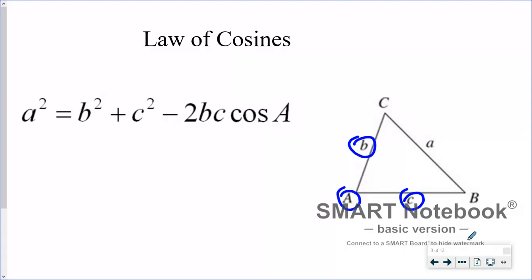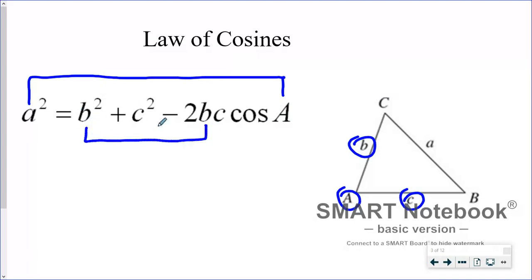Now, if you're given side, angle, side in some other case, like sides B and A and angle C, or sides A and C and angle B, that's not a problem in any way, shape, or form. Basically, as long as the lowercase letter matches the capital letter in the cosine, because our trig functions always have to be attached to an angle, and the other two, B and C, match up, you can switch the letters around.